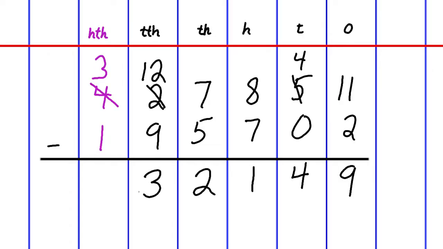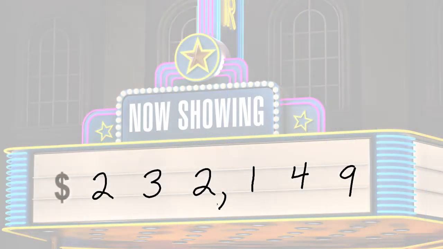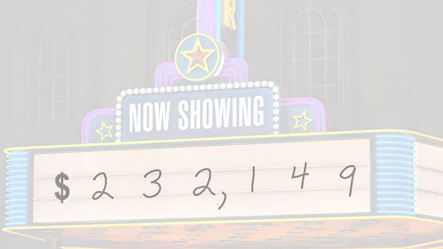Now in the 100,000s place, 300,000 subtract 100,000 leaves 200,000. Now be sure to place the comma between the thousands and the hundreds place so the answer is easier to read. The theater made $232,149 after all of their expenses.